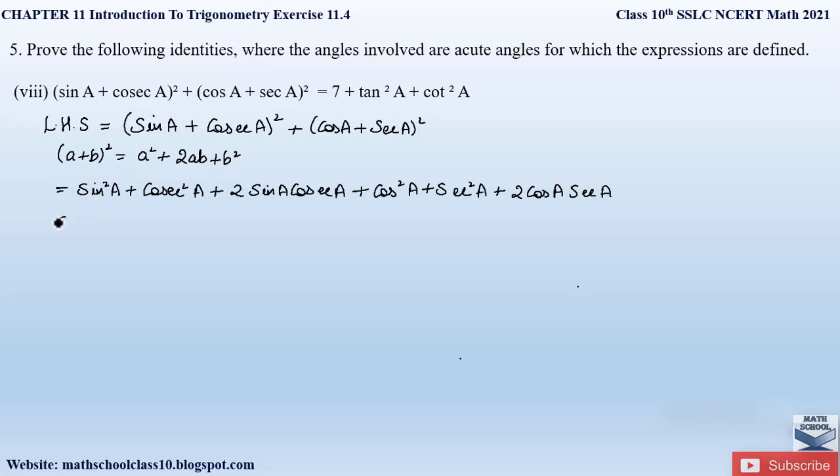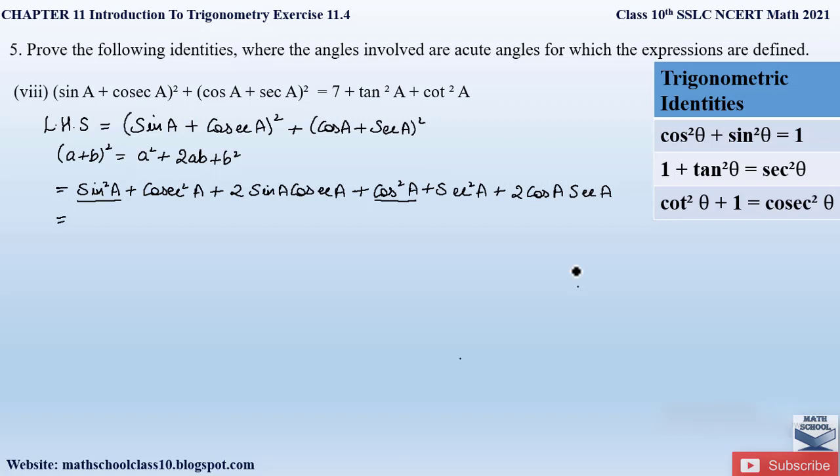So here you can observe that we have sin square A and cos square A. We can simplify this further by applying our trigonometric identities, where cos square theta plus sin square theta is equal to 1. So we are writing sin square A plus cos square A as equal to 1. Then again we have plus 2 sin A into cosecant A. Here cosecant A can be written as 1 by sin A, right? So if we write 2 sin A into 1 by sin A, sin A will get cancelled and 2 will be left. Similarly, secant A can be written as 1 by cos A.